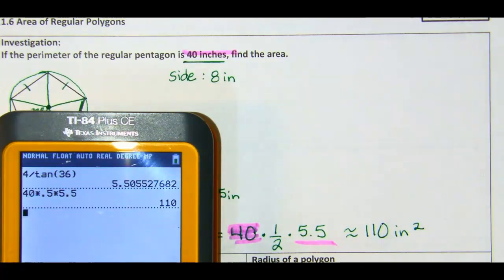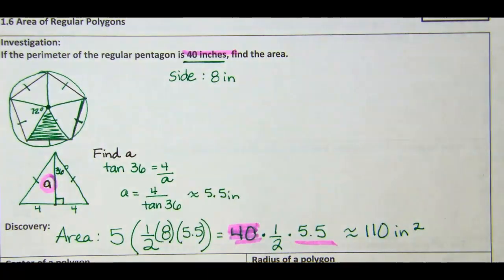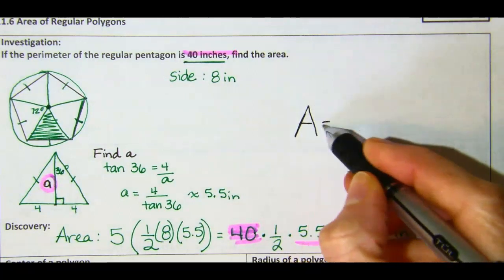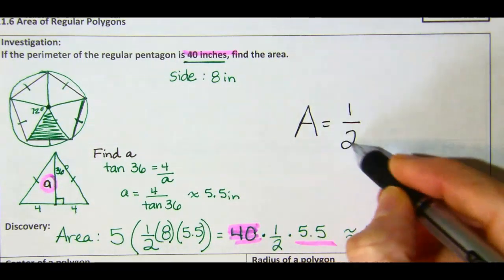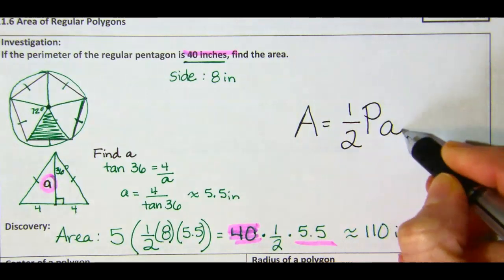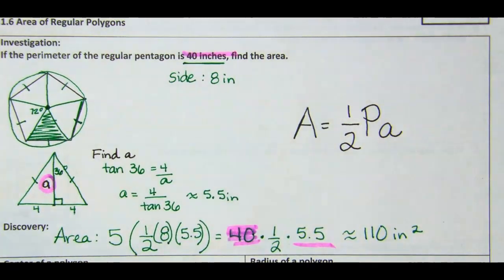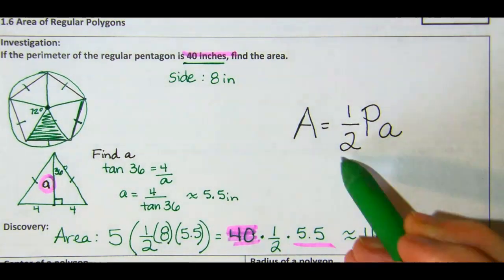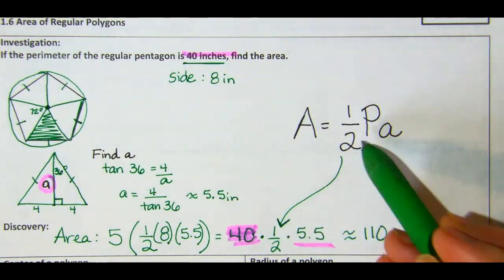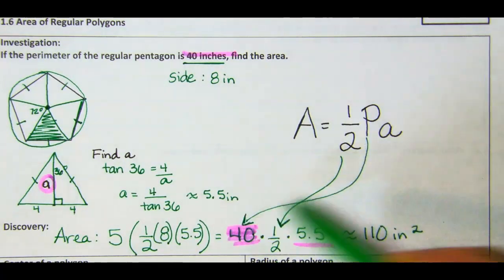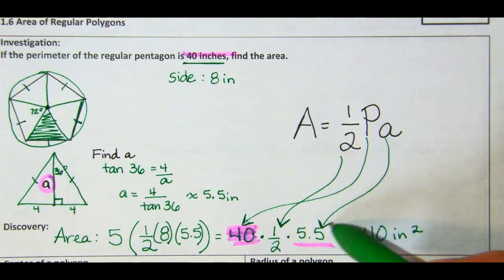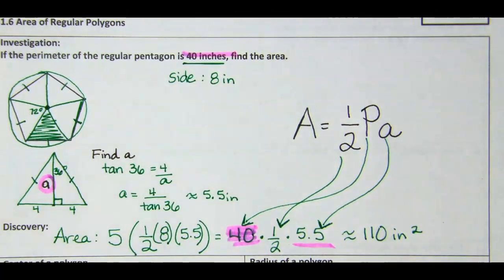Okay? So now what we just did is we actually came up with a formula for a regular polygon. And this is the formula. The area of any regular polygon is 1/2 the perimeter times A. And A is going to be called the apothem. So if you look here, here is the 1/2. Perimeter, we got 40. And then the A is the 5.5. But in every problem, it is going to be different.